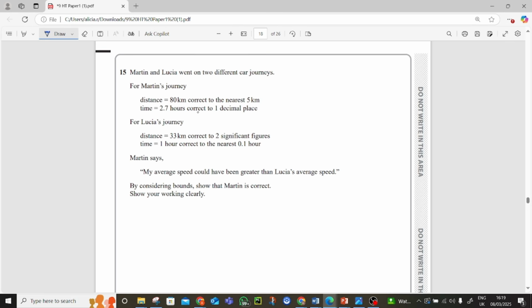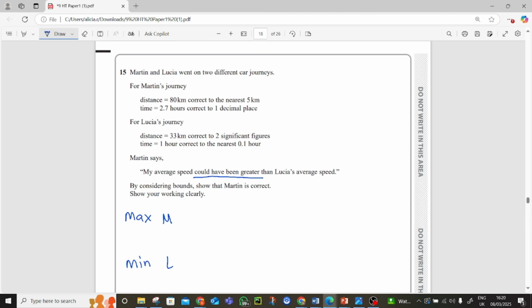So these have all been rounded, correct to the nearest, correct to the nearest, correct to the nearest. This is actually a bounds question. What they want us to do is to work out the maximum possible speed that Martin could have been going, and then see if that is bigger than Lucia's average speed. And what we'll actually do is take the minimum of Lucia's average speed. And then we will see if the maximum possible that Martin could have been going is more than the minimum possible that Lucia could have been going, then actually he could have been going faster. The could is the key word there. So this is a bounds problem.